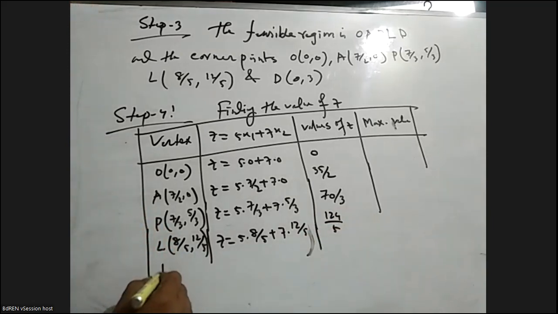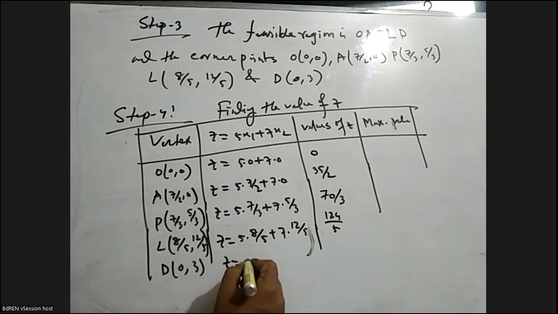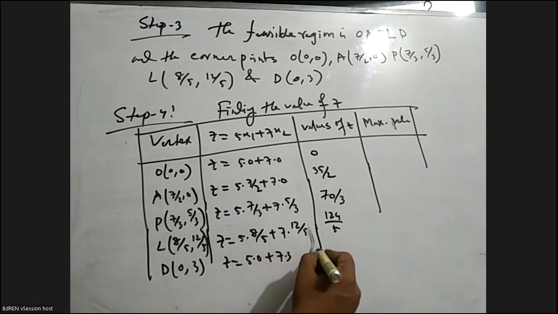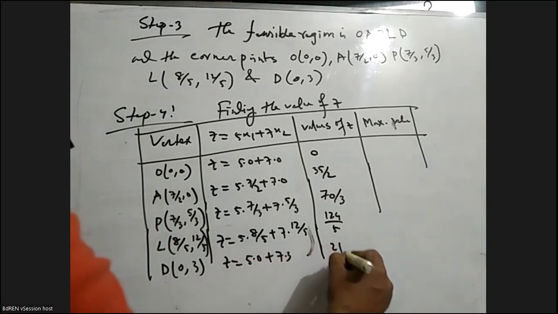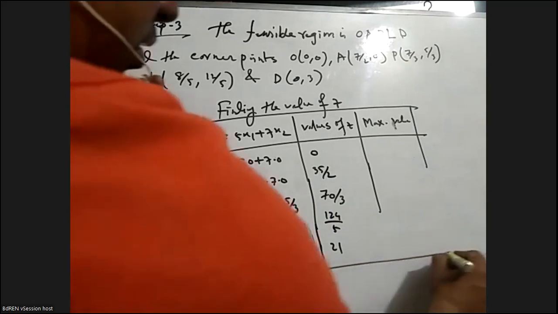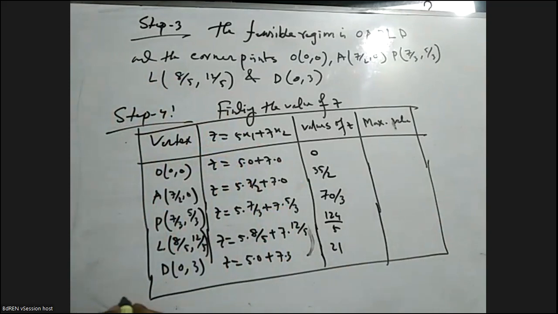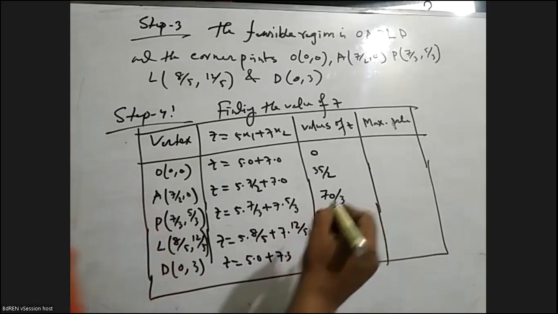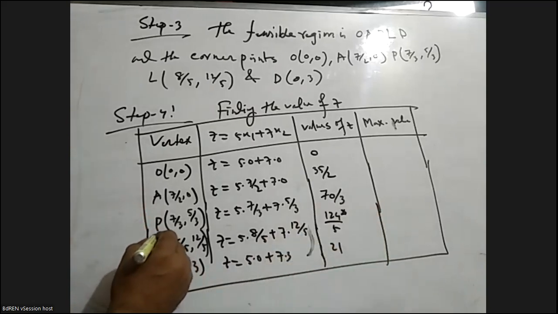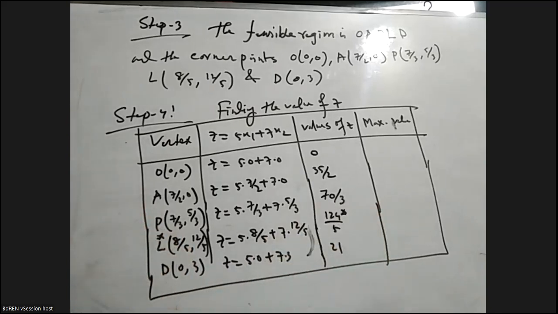Now another point, D, point 0, 3. Value of Z will be 5 into 0 plus 7 into 3 equals to, we get 21. So which is actually the maximum value here? Actually, the maximum value is this, and it is attained at point L.